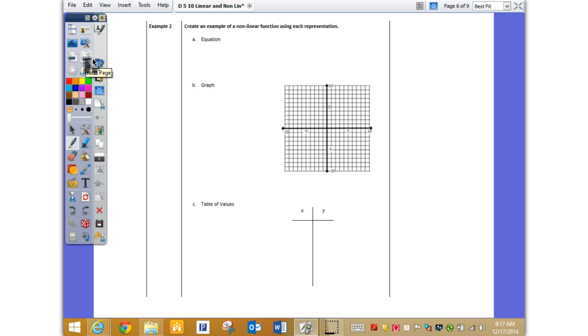All right, example number 2. Create an example of a nonlinear function using each representation. Give me some examples. Anybody want to give me an example of a nonlinear, what we just did? What's that? Remember slope-intercept form, please. X squared plus 1. That's simple. That one works. It's perfect. Anybody want to give me another one?